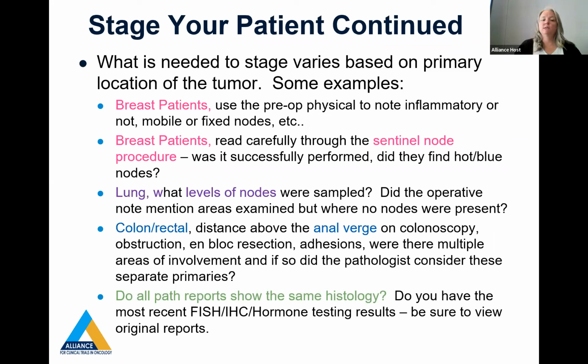Same thing for colon and rectal cancer. You knowing where it is, again, did they have a complete resection? Were there adhesions? Were there multiple areas? What did the pathologist consider? Is it multiple primaries, one primary, metastatic? All that's really important when determining stage and looking at that for eligibility. And same thing for FISH and hormone molecular testing, making sure that you have all the histology there to determine eligibility.